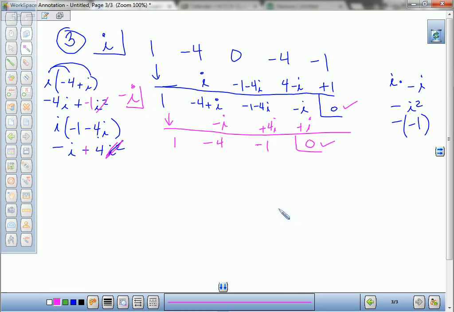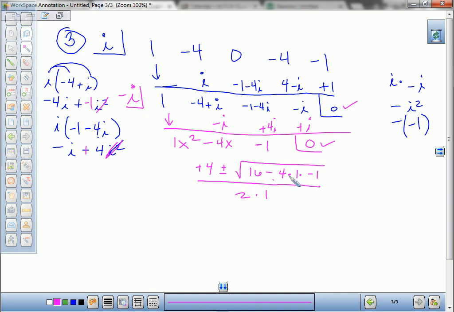Now this one's not quite as nice, because this is my x, and this is my x squared, and it doesn't factor. So when it doesn't factor, what do we have to do? Quadratic formula. So we do negative b, so it becomes a positive 4, plus or minus the square root of b squared. Negative 4 squared is 16, not 16 squared, I've already squared it. Minus 4 times 1 times negative 1, all over 2 times 1.